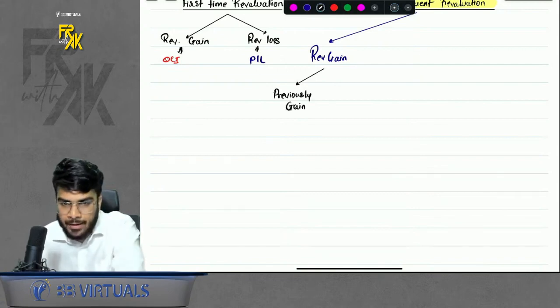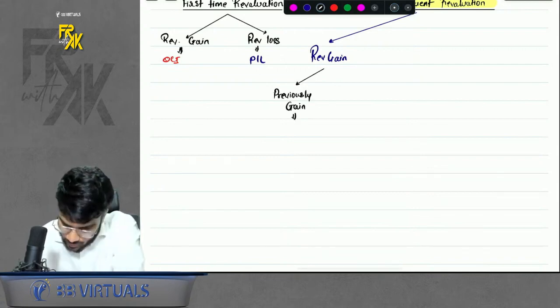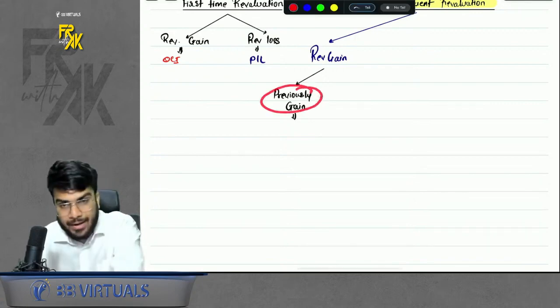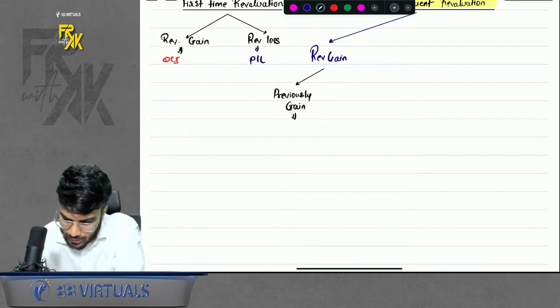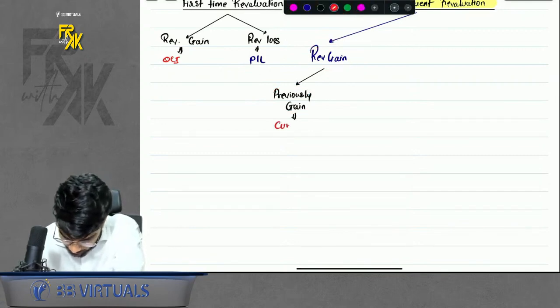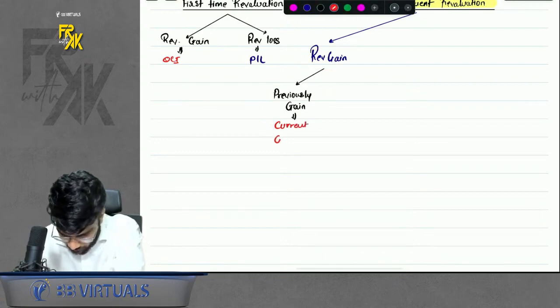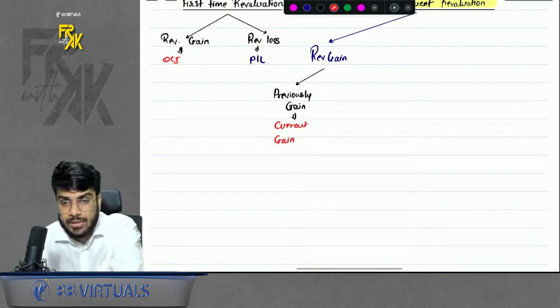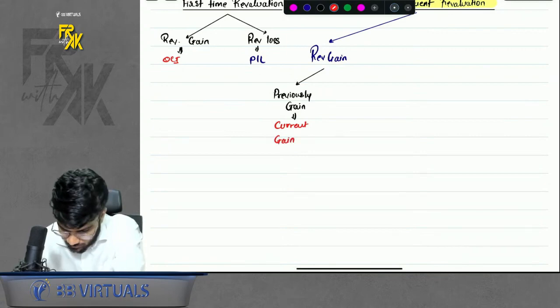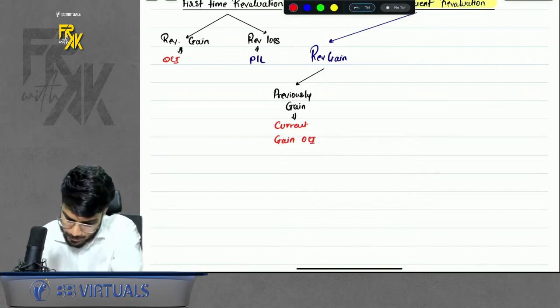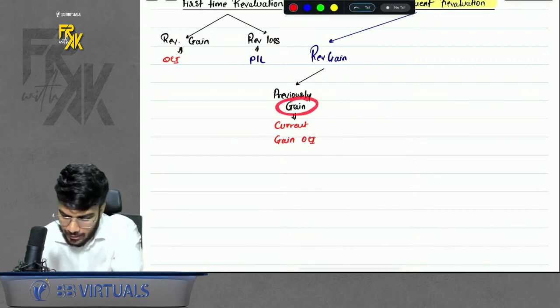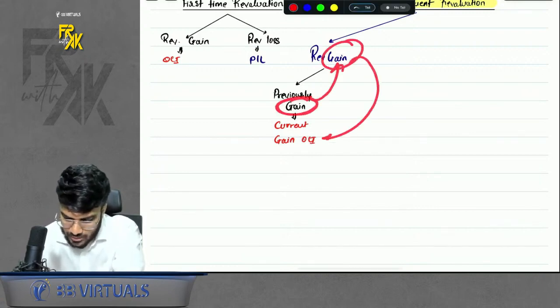Previously also I had a gain. So if previously also you had a gain and now also you are getting a gain, the current gain will be transferred to OCI. Previously also there was a gain and currently also you got a gain, so this gain will be transferred to OCI.